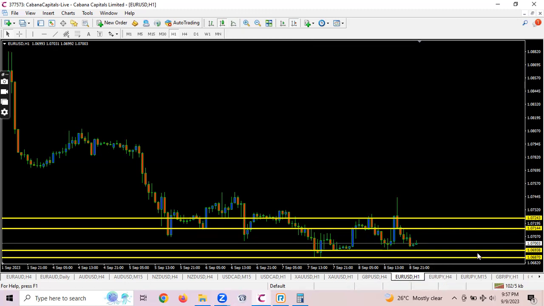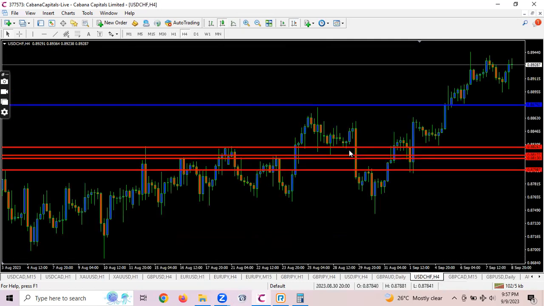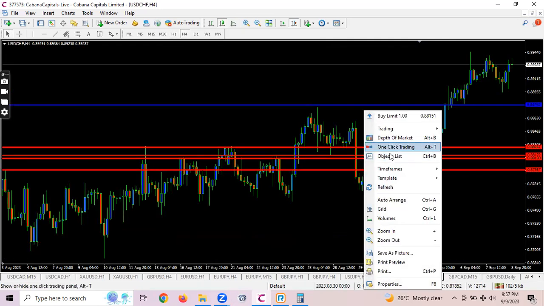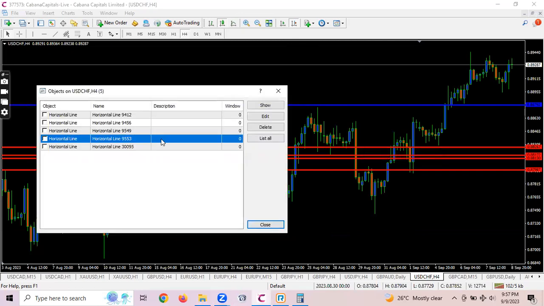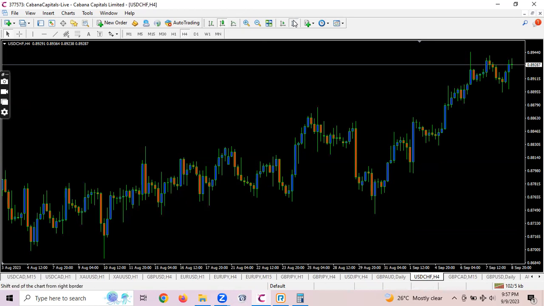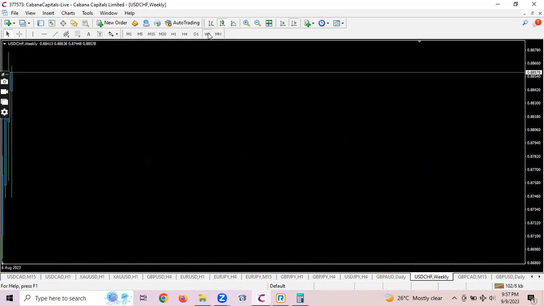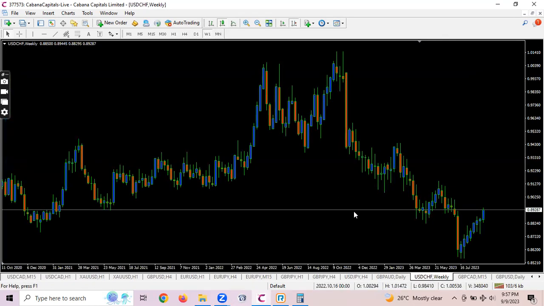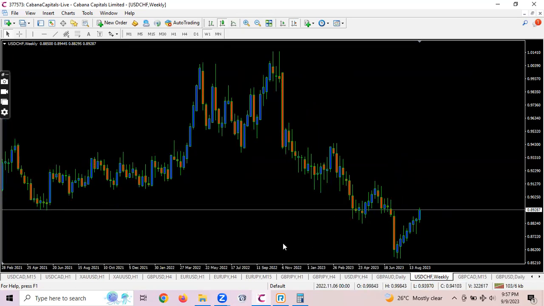Okay, so I think that will be all. Is there any other pair we've not looked at? Okay, USD CHF. We've not looked at USD CHF. Let's see USD CHF. So let's start with the weekly. Last week's candle closed strongly bullish, right? It closed strongly bullish.